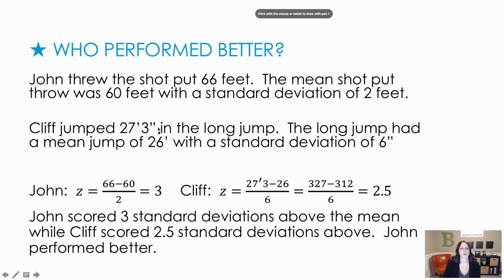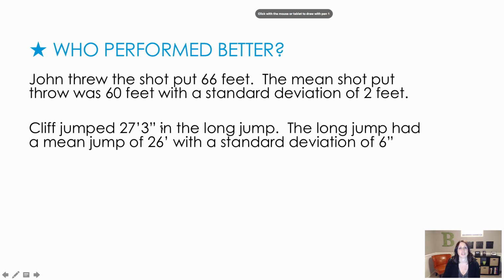Again, for John, we're doing the z-score. Looking at the z-score, it's observed minus expected. So observed is 66 feet minus expected, which was 60 feet. The mean is the expected. Standard deviation is 2, so that is 6 over 2, or 3. So that means John threw 3 standard deviations above the mean, which means John is a pretty darn good shot put thrower. Cliff jumped 27.3 in the long jump.